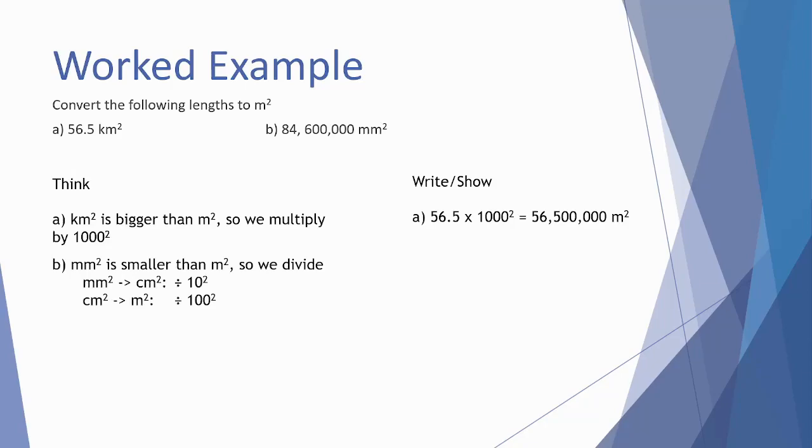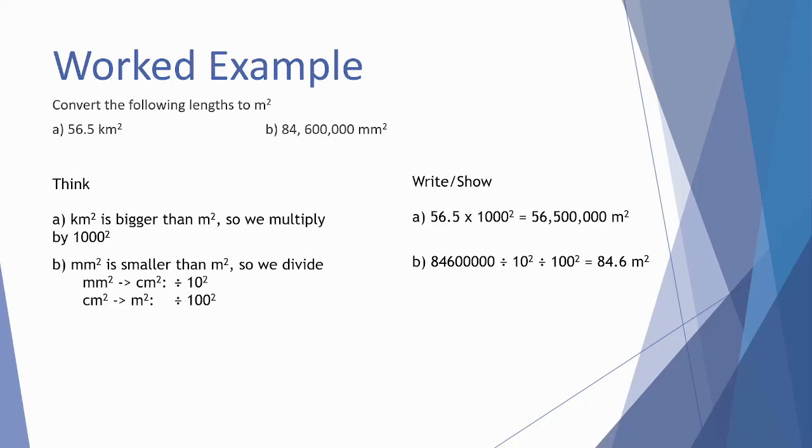For part B, we are looking at millimeters squared to meters squared, and we know that millimeters squared are smaller units than meters squared, so we're going to be dividing. And we're going to go from millimeters squared to centimeters squared, which is dividing by 10 squared, and then centimeters squared to meters squared, and that's dividing by 100 squared. So again, this is a 2-step operation. In our workings, we write 84,600,000 divided by the 10 squared, and then divide by 100 squared.